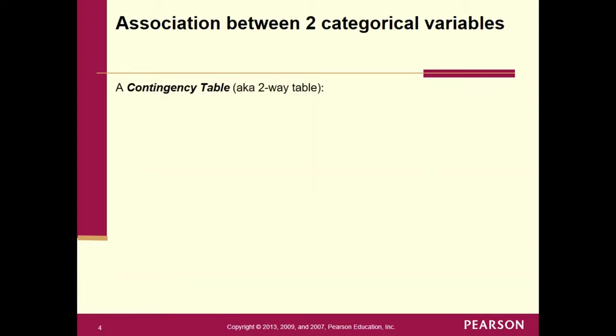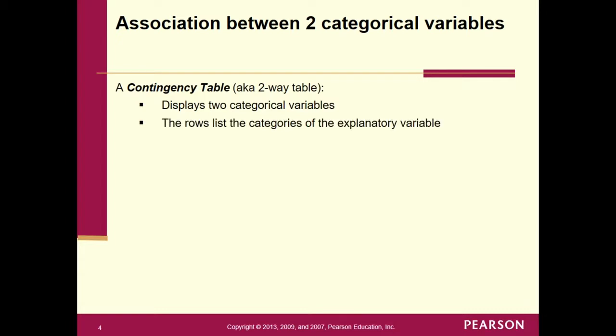Okay, so we're going to talk more specifically now about the association between two categorical variables. The way we take a look at this is with what's called a contingency table. Another word for this is a two-way table. It displays two categorical variables. Like I said, the rows list the categories of the explanatory, and the columns list the categories of the response.